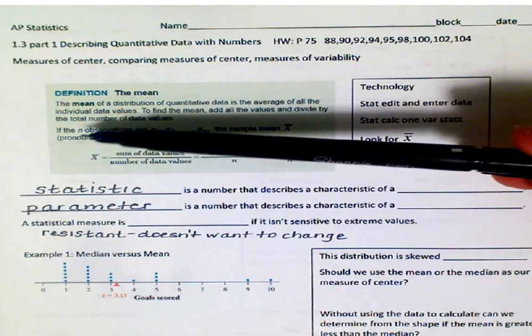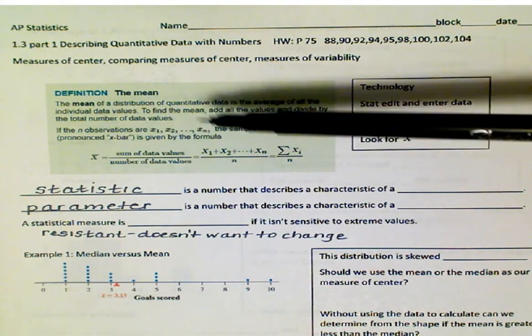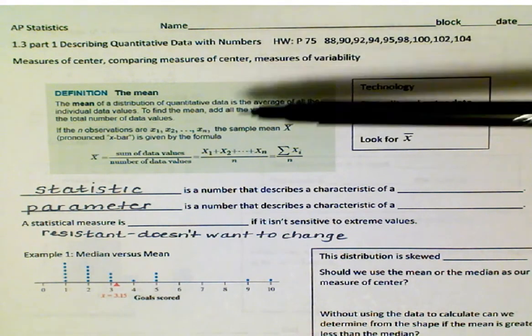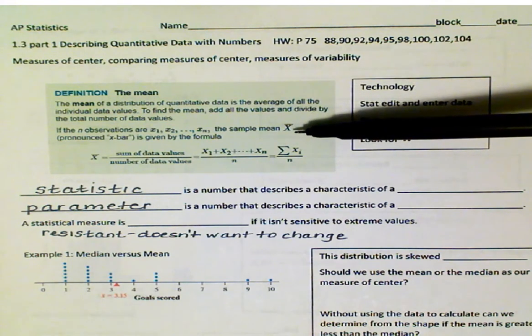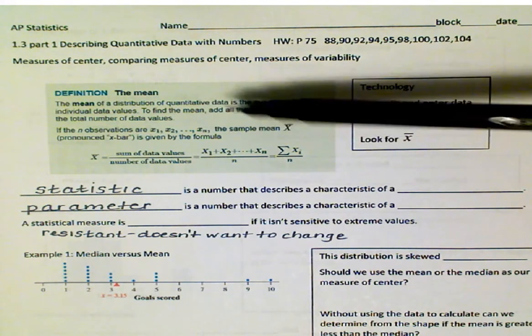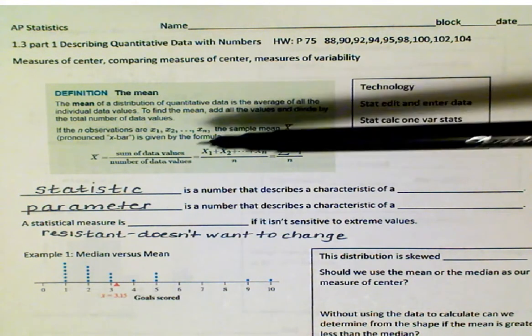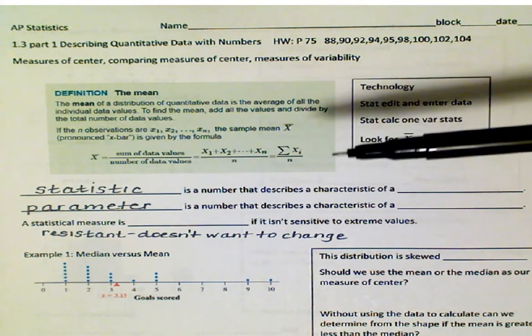So if you have n observations, x of 1, x of 2, up to x of n, the way you find the sample mean, which has the symbol x bar, is given by the following formula. It does just tell you what to do: the sum of the data divided by the number of the data.